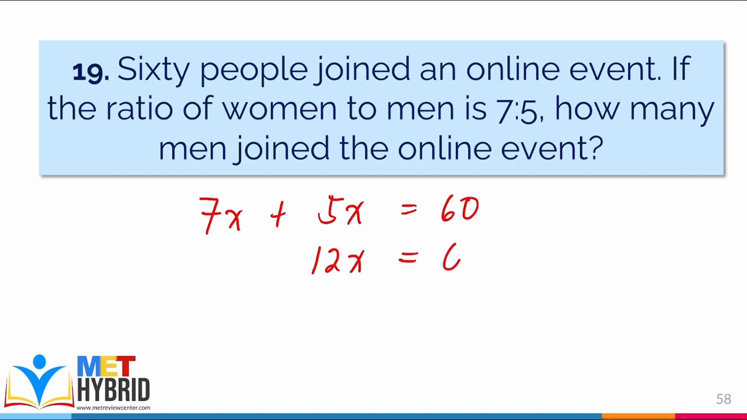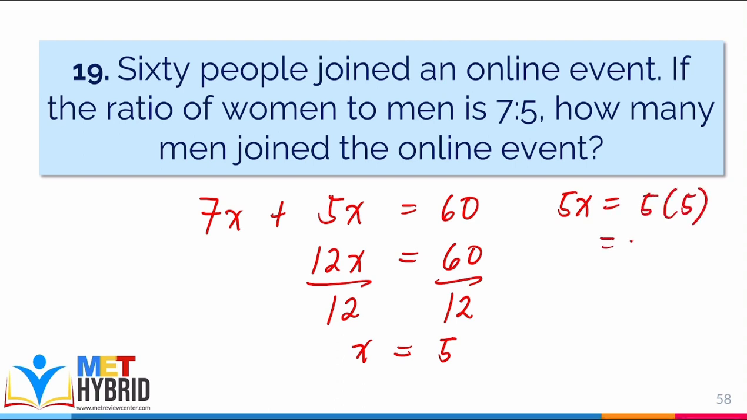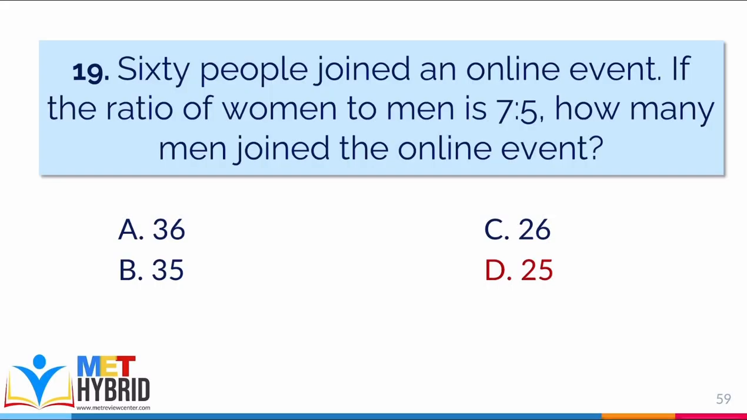12x equals 60. Divide both sides by 12. X represents one part, which is 5. The number of men who joined the event is 5x, or 5 times 5, 25. The answer is letter D, 25.